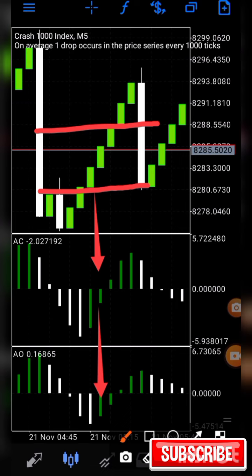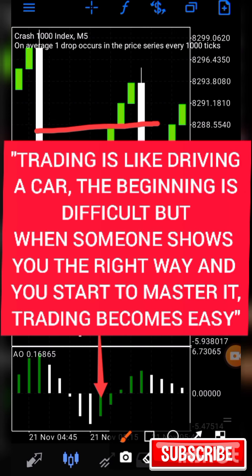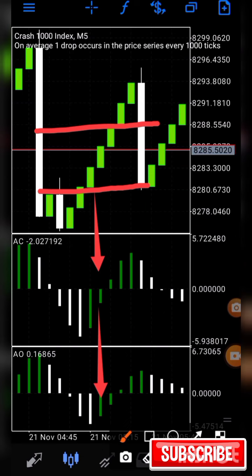Okay, before I begin, I want to share a quote that says, trading is like driving a car. The beginning is difficult, but when someone shows you the right way and you start to master it, trading becomes so easy. Yes, with that being said, let's roll.